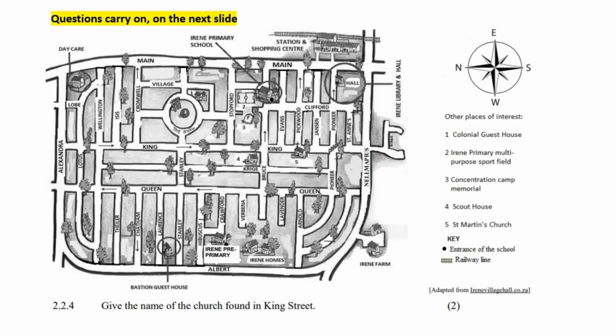Give the name of the church found in King Street. Okay, so here's King Street. Luckily, my eyes just saw that immediately. So there's King Street, okay? Now, apparently there is a church. I would imagine it's that one over there. Yes, that's a church because that says number 5. And if we look at number 5, it says St. Martin's Church. So that's the name of it. So we can say St. Martin's Church.